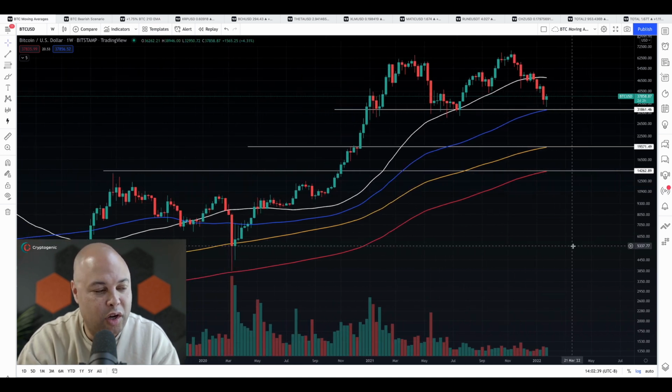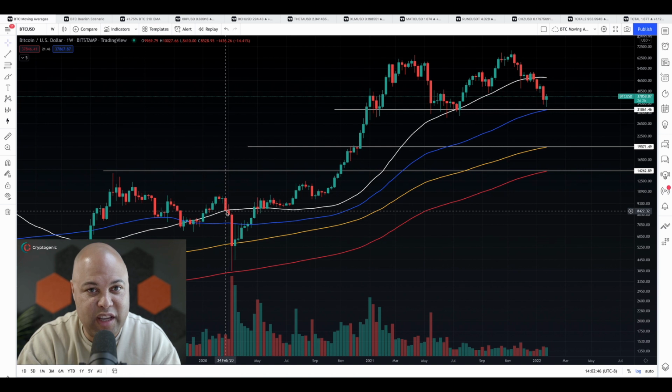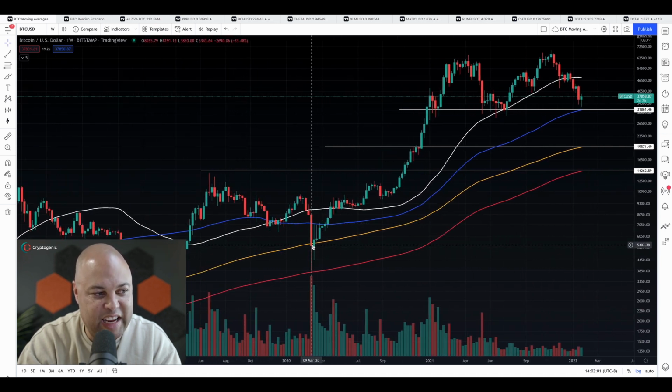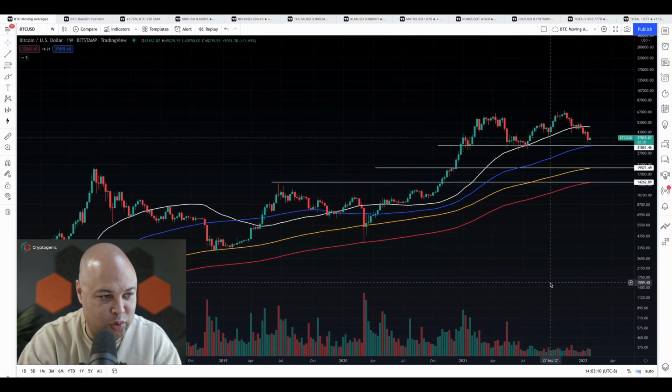Now, what we talked about earlier in the week was that whenever Bitcoin capitulates beneath the 50-week moving average, the 100-week moving average tends not to hold. Historically, if we break beneath this white line, we inevitably break beneath this blue line too. And on all but one occasion, this one here, the yellow line has held. The yellow line, which is the 200-week moving average, almost always holds.